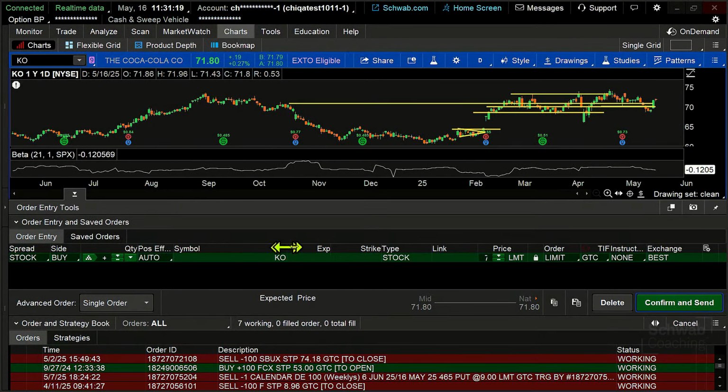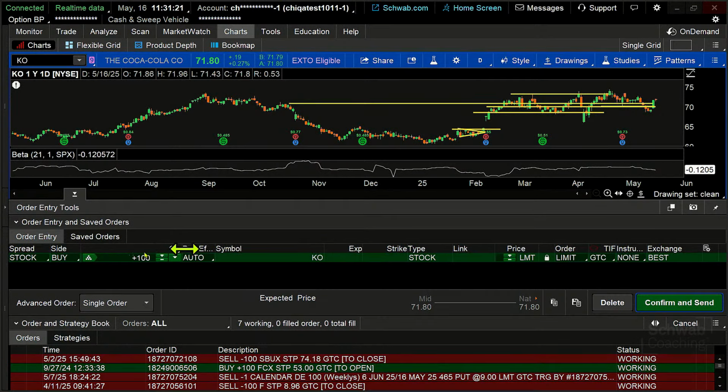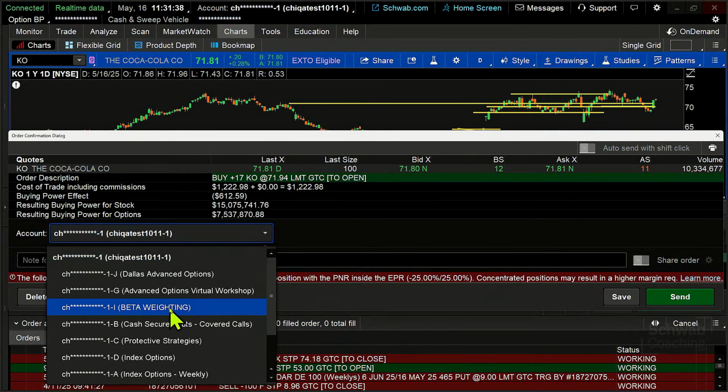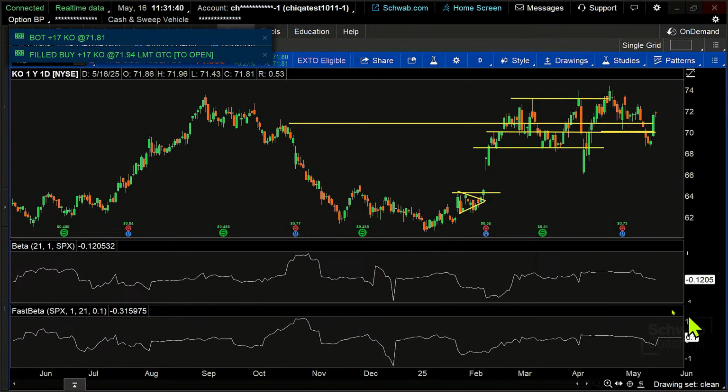Whoops, let me move this over so that we can see it. Let me move my quantity over so that we can see it. I'm going to buy 17 shares, and we're going to click on confirm and send. We're going to make sure that we're okay with this order. We need to send this to the right group, the waiting group, and we'll send that order off.